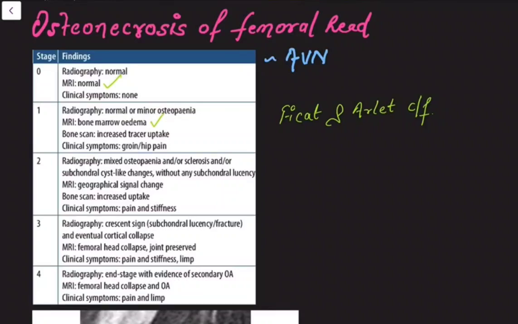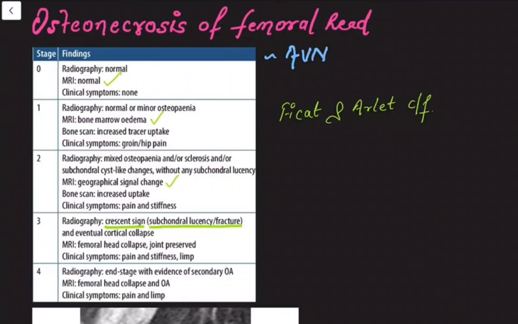The stage 2, in stage 2, what we can find is the geographical signal change. We'll discuss that. In stage 3, what is characteristic is this crescent sign or the subchondral fracture. This is characteristic of stage 3. And in last stage 4, there are symptoms of osteoarthritis. The femoral head collapses and findings of osteoarthritis appear. So these are the 4 stages: the bone marrow edema, then the geographical signal change, the crescent sign, and finally osteoarthritis.